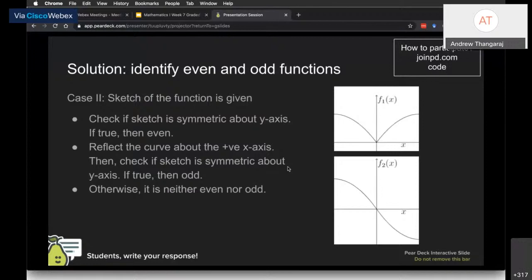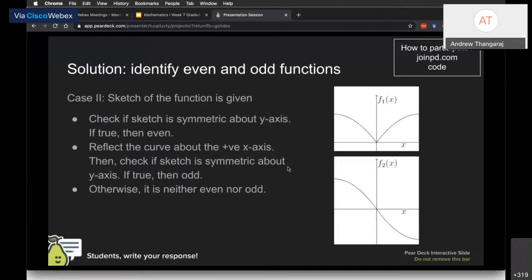Now, on the other hand, f2 of x, you see that it's not going to coincide, right? The f2 of x on the x positive side will go down to the third quadrant, while f2 of x on the negative side is in the second quadrant, right? So it's not going to coincide. So it's not even. But is it odd? How do you find it's odd? For that, you have to look at the minus thing. So what I would do is take the positive part of f2 of x and first flip the positive part alone about the x-axis. That gives you the minus f2 of x, right? And then you check for symmetry on the y-axis.